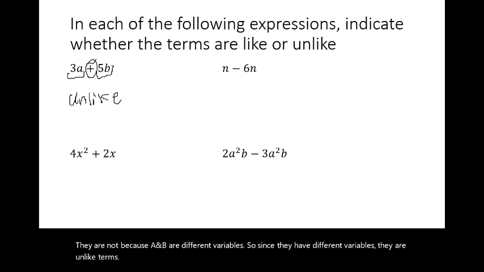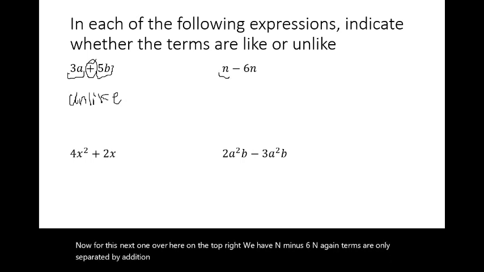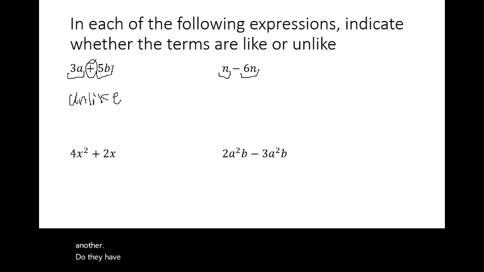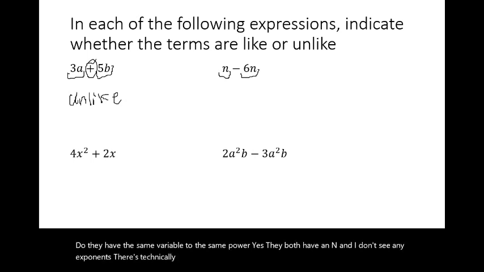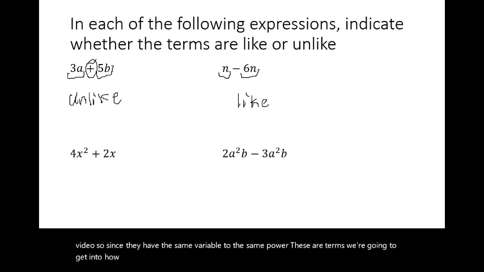Now for this next one over here on the top right, we have n minus 6n. Again, terms are only separated by addition or subtraction. So n is considered one term. This minus 6n is considered another. Do they have the same variable to the same power? Yes, they both have an n, and I don't see any exponents. There's technically an exponent of 1 here. We're going to get to that in another video. So since they have the same variable to the same power, these are like terms. We're going to get into how to combine these in a little bit, but for now, we're just identifying that these are like terms.